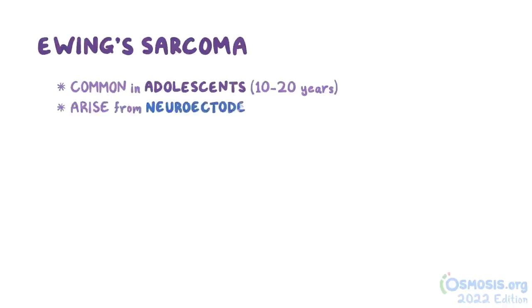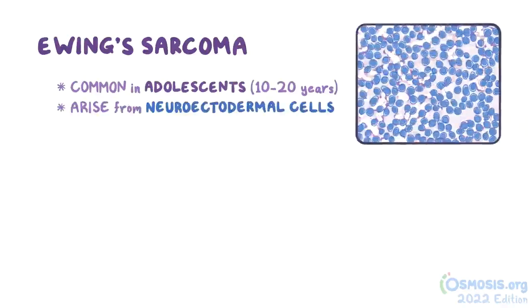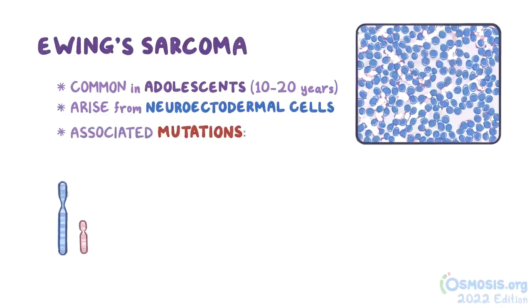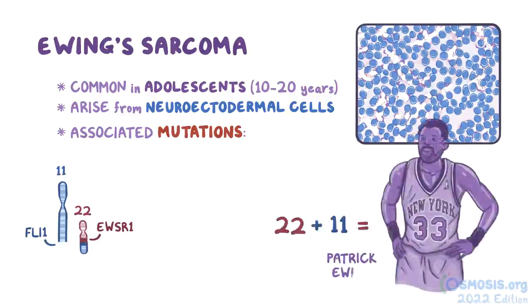Another type of malignant bone tumor is Ewing sarcoma, which is also common in adolescents, typically between the age of 10 to 20 years. Ewing sarcoma is thought to arise from neuroectodermal cells, which look like small, round blue cells on microscopy. Ewing sarcoma is associated with chromosomal mutations, specifically a translocation between the EWSR1 gene on chromosome 22 and the FLI1 gene on chromosome 11. You can remember this by 22 plus 11 equals 33, the jersey number of the former basketball player Patrick Ewing.